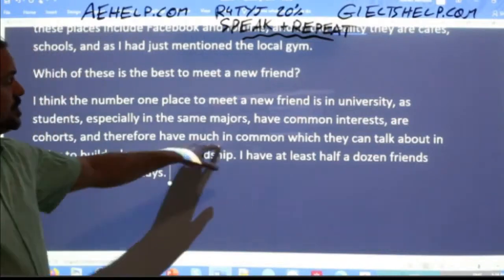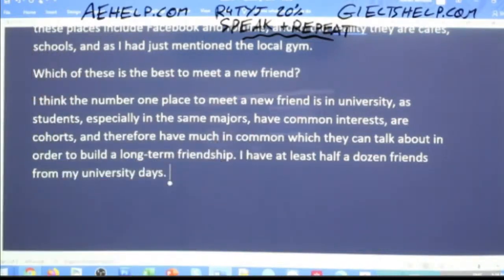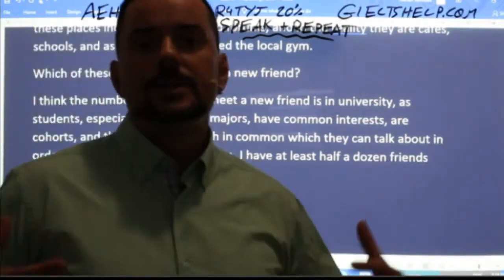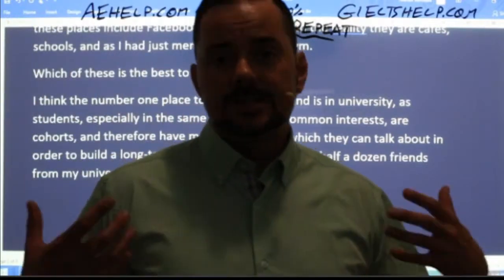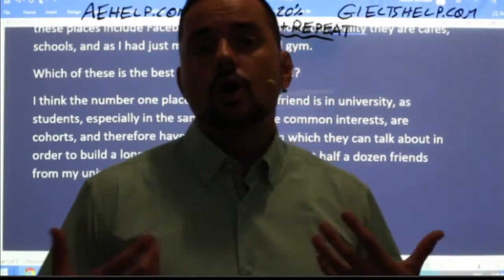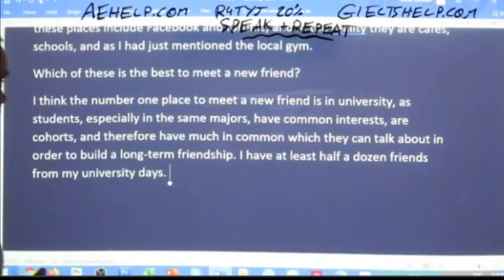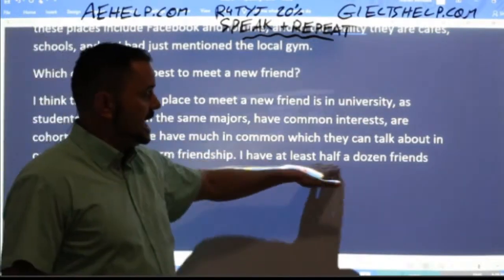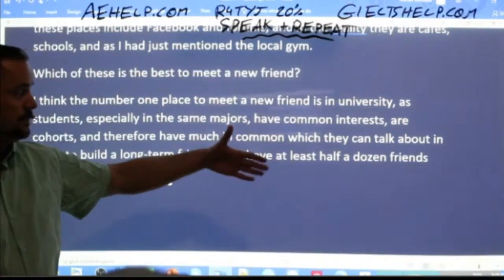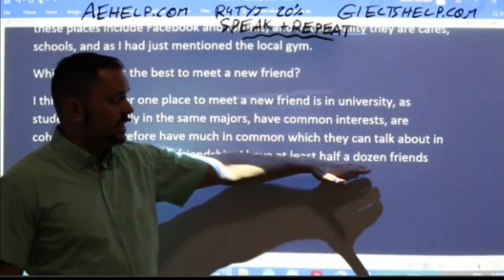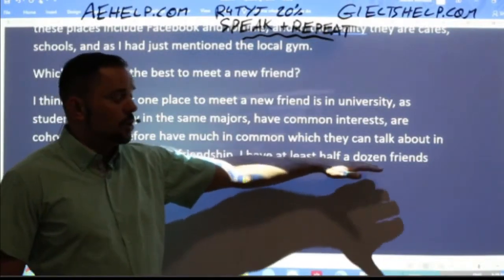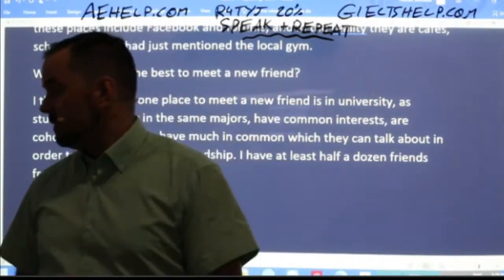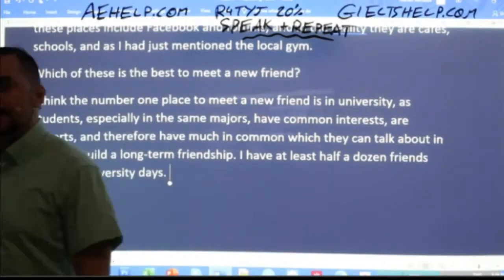Okay, much in common is a nice expression. Cohort means people of the same age group. So people who are the same age as you, they are considered your cohorts. They're cohorts, okay? So again, answer, explain, example. And of course, notice that nice little half a dozen. It's an expression, and at the same time it's also quantitative language. So it means at least 6 good friends from university, okay?